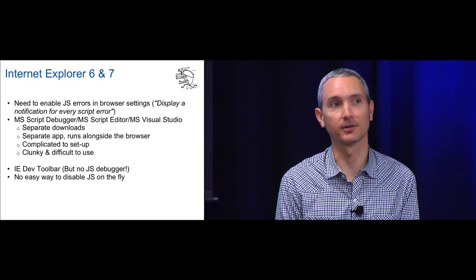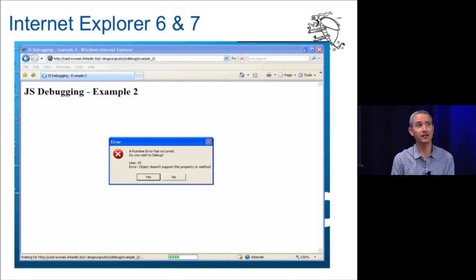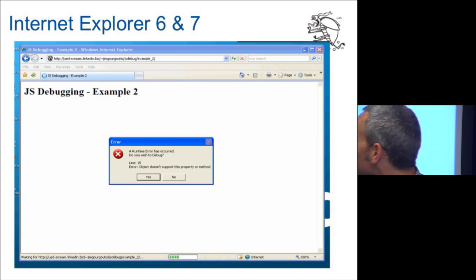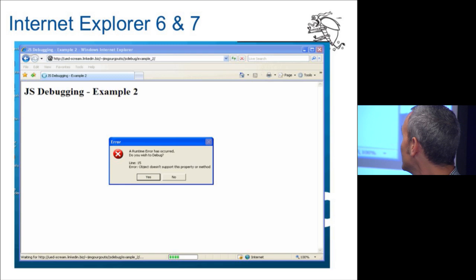So this is kind of what things look like when you enable debugging in Internet Explorer 6 and 7. You get an alert window that kind of generically gives you an error that says, object doesn't support this property or method, line 15, and you click yes.